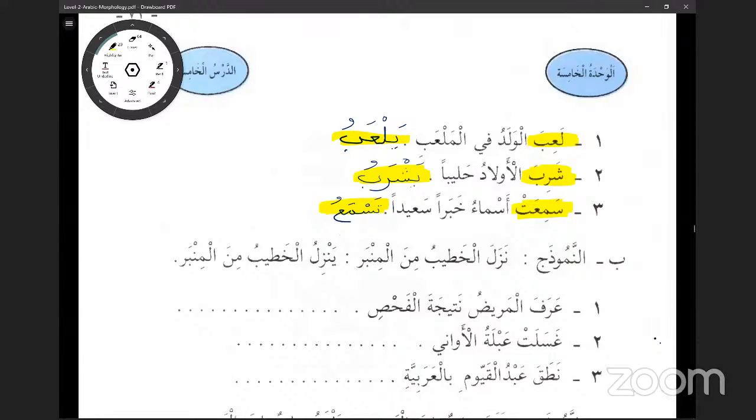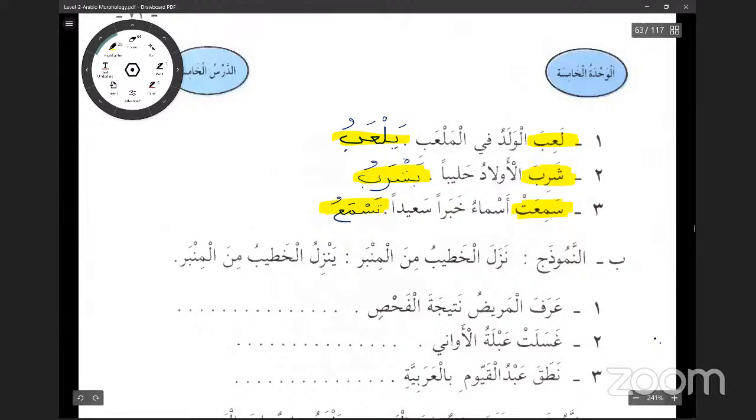And Sami'a is from Sami'a Yasma'u. So that's from the wazn of Alima Ya'lamu, the bab of Fa'ila Yaf'alu. Wazn of Fa'ila Yaf'alu. MashaAllah. Very good. Jazakallah khair. Alhamdulillah, thank you. You're welcome.